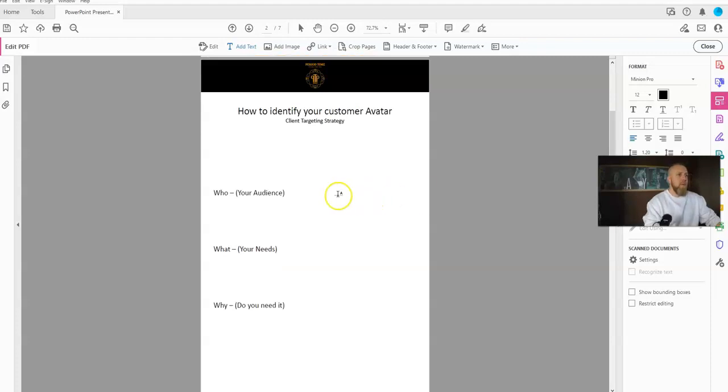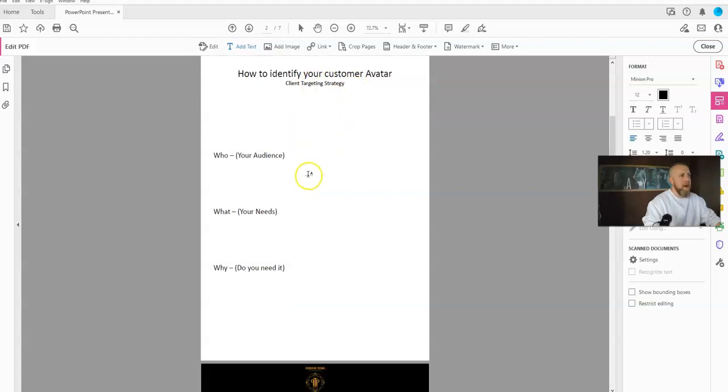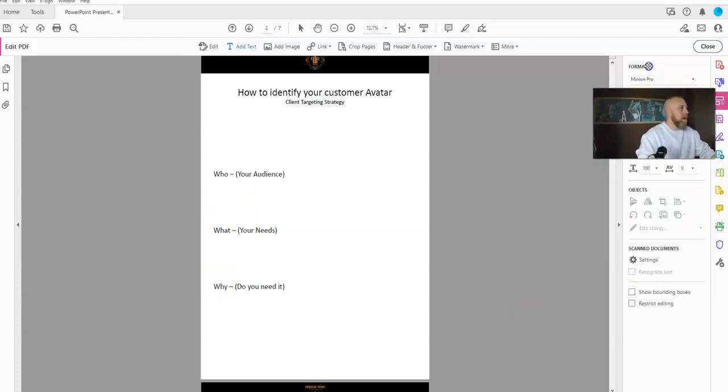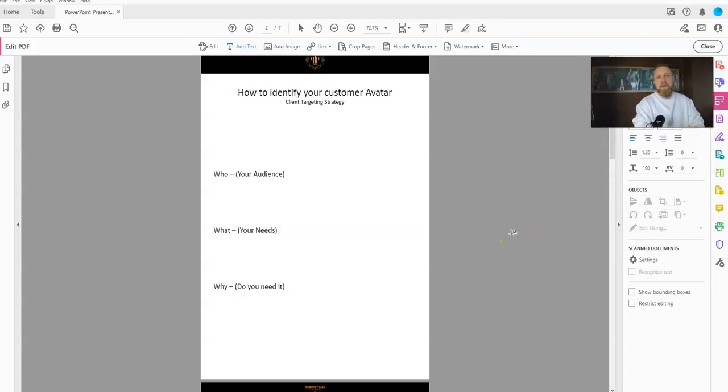In page number 1 of this resource, you'll see how to identify your customer avatar. The best way to do this is to head on over to forums and places like that that pertain specifically to your niche. Depending on what niche you're in, you look for forums that revolve around that niche, jump in there and have a look at what's going on. It's truly the best way to understand your customer and your customer avatar.